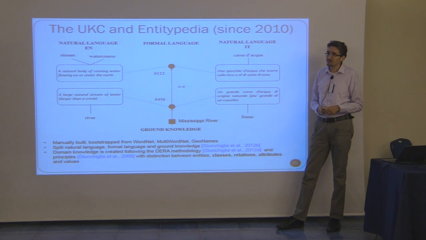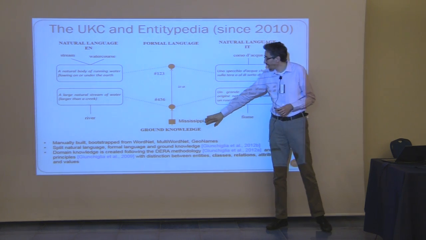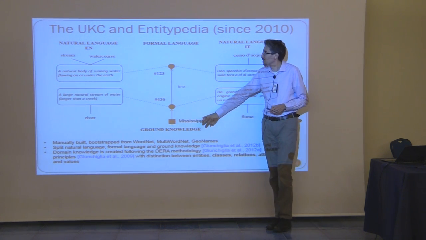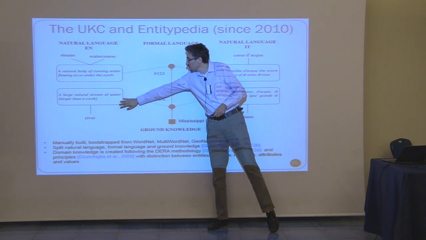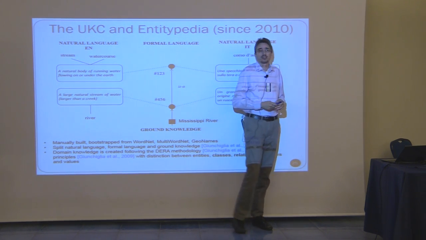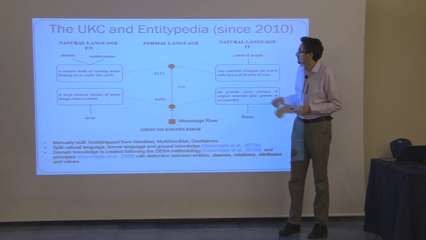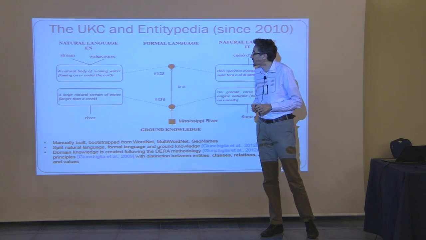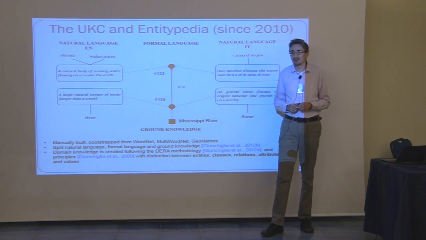And what is ground knowledge? So by ground knowledge we mean the actual individuals of the real world. So for instance, here you have a common noun, which is river, which indicates, as you see from the definition, a large natural stream of water, and not a physical one.